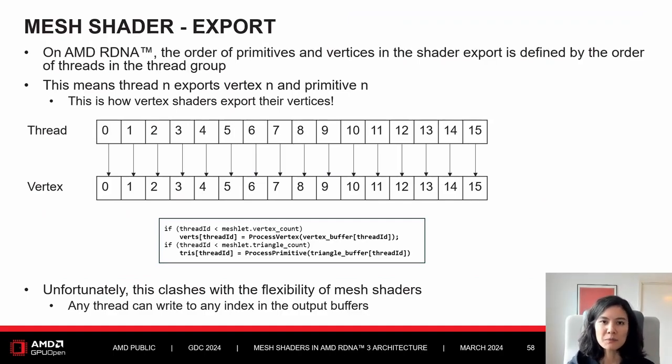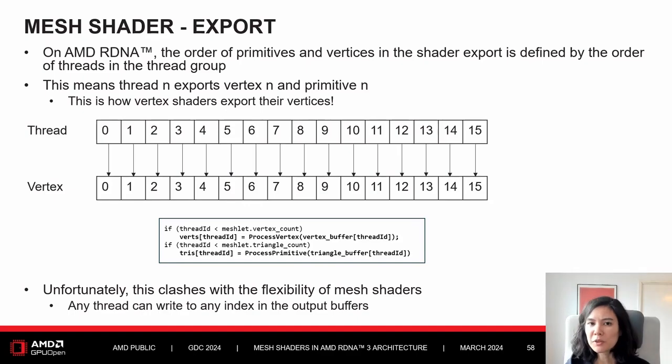On RDNA in general, regardless of whether it's 2 or 3, the order of primitives and vertices in the shader export is defined by the order of threads in the thread group. This means that thread n exports vertex n and primitive n. This is also how vertex shaders export their vertices. To make it 100% clear, I made this small diagram on the slide. Here you see that thread 0 exports vertex 0, thread 1 exports vertex 1, and so on. If you want to write mesh shader code that follows this guideline, you use the thread ID of your mesh shader thread to export the vertex and the primitive.